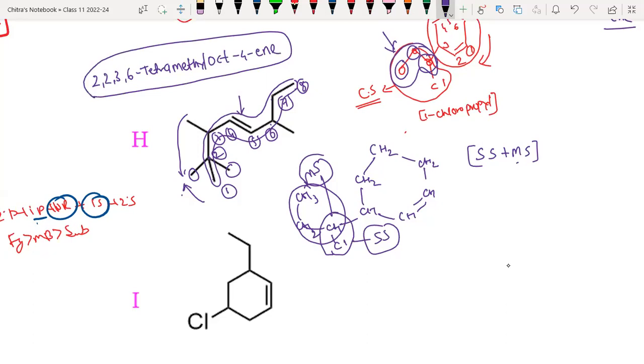Sir, I think I made a mistake. Since both methyl groups were present on 2, I wrote 2, 2 dimethyl, and then 3, 6 methyl separately. But if we have one, we don't have to use any prefix. If there are two, di; for three, tri; for four, tetra; for five, penta, like this. Yes, sir, but I thought I should separate them since they were on the same carbon. Okay, now I know.